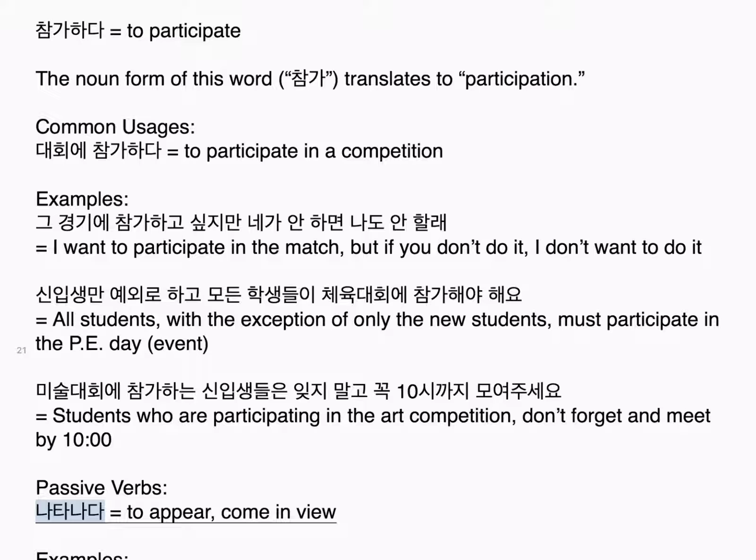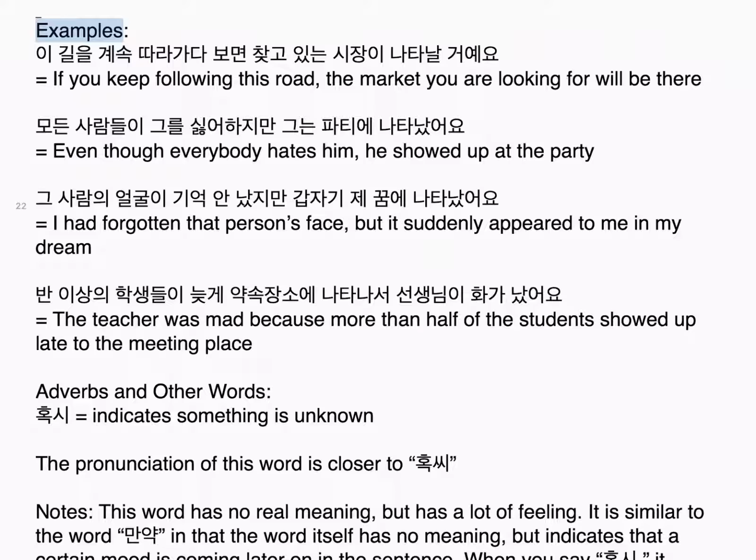Passive verbs. 나타나다. To appear, come in view. Examples. 이 길을 계속 따라가다 보면 찾고 있는 시장이 나타날 거예요. If you keep following this road, the market you are looking for will be there. 모든 사람들이 그를 싫어하지만 그는 파티에 나타났어요. Even though everybody hates him, he showed up at the party.